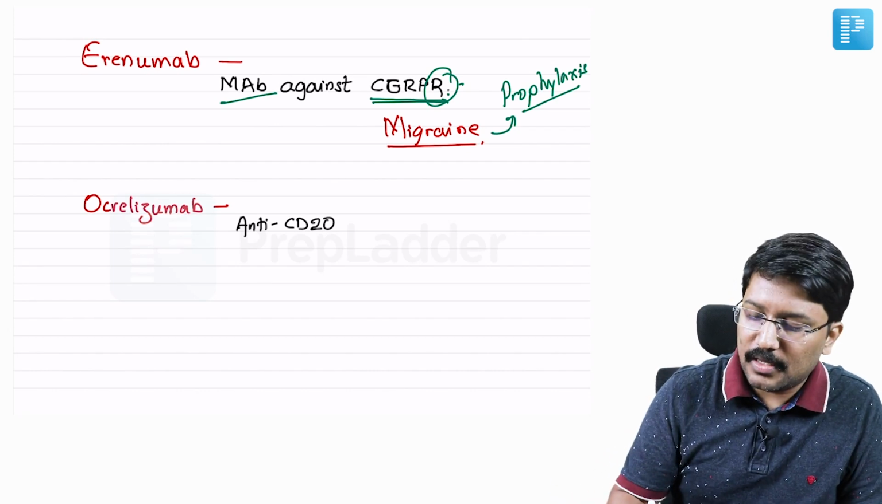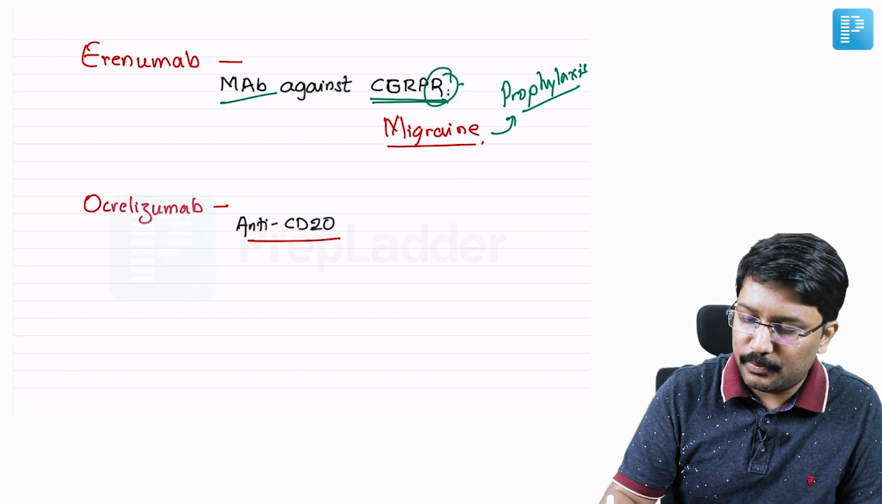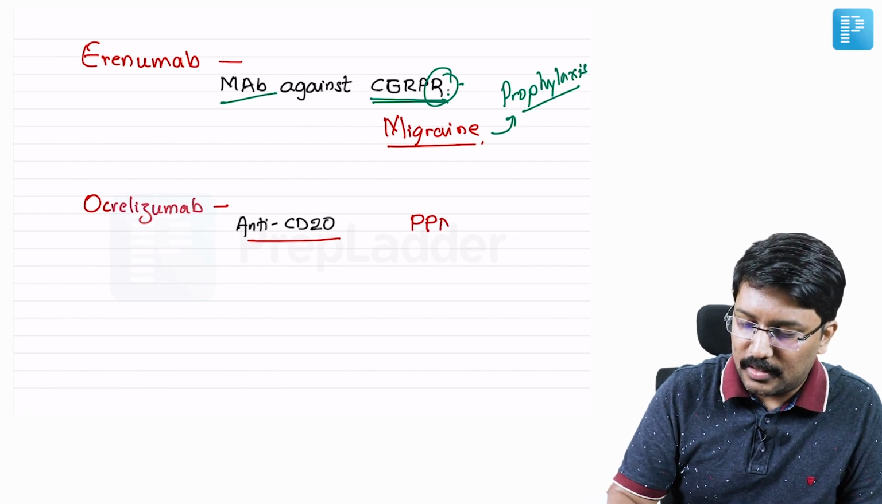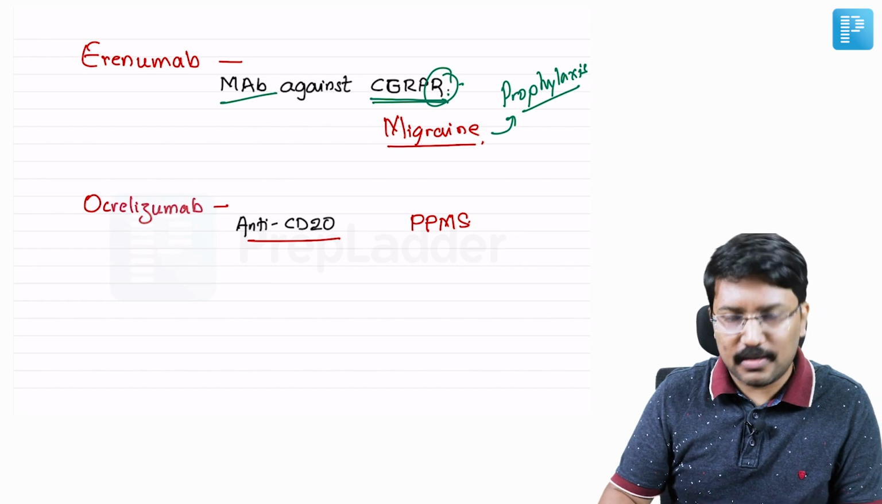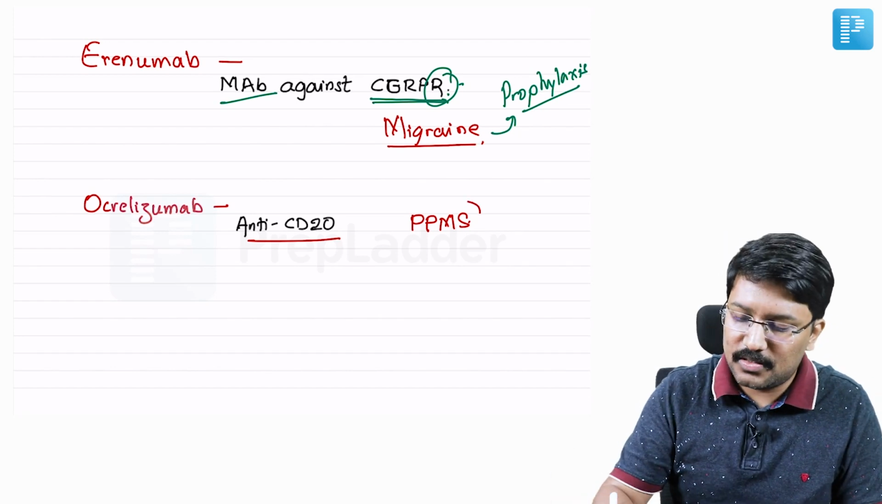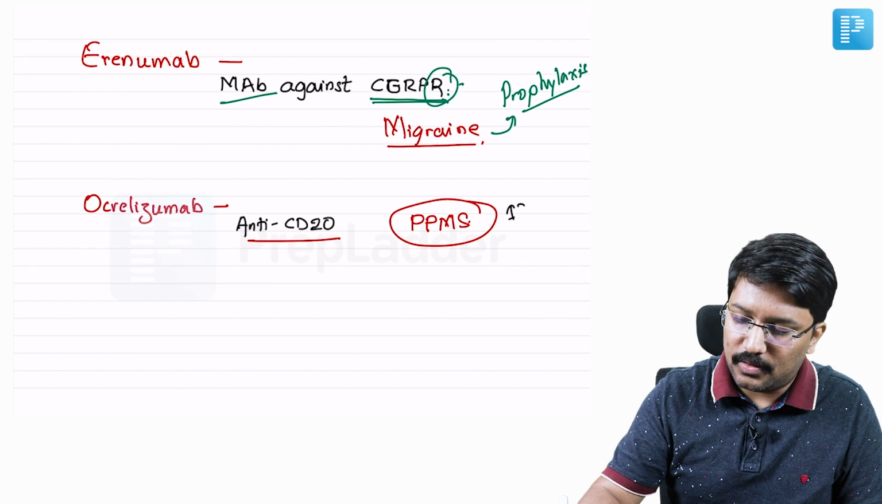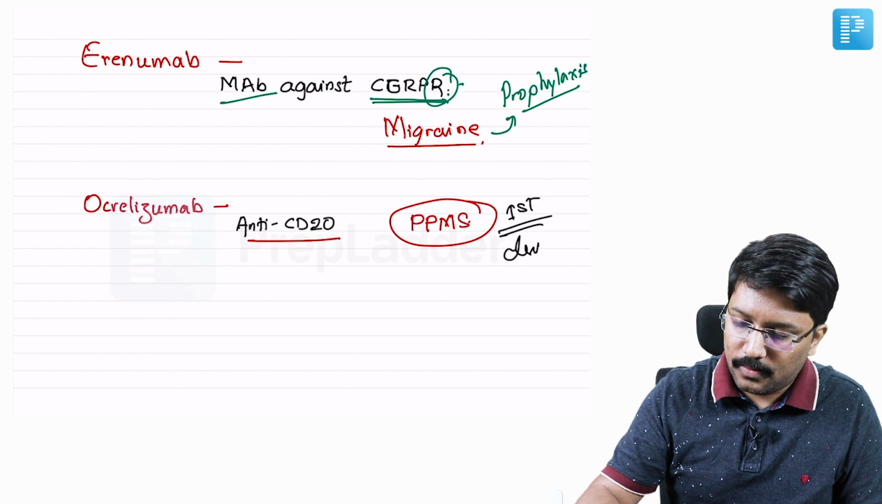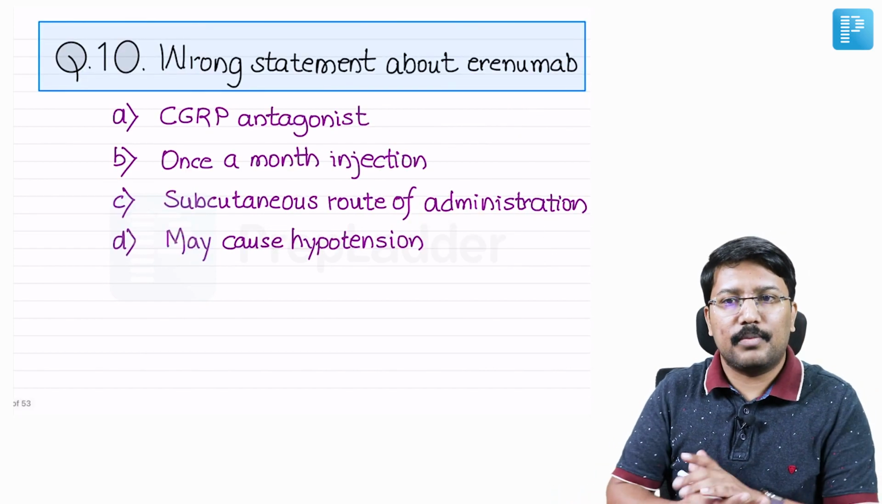Now ocrelizumab is an anti-CD20 monoclonal antibody that is approved for primary progressive multiple sclerosis. It can be used in the other variants plus the primary progressive. So this is the first drug approved for primary progressive. Right. Okay. Now let me take you to question number 10.